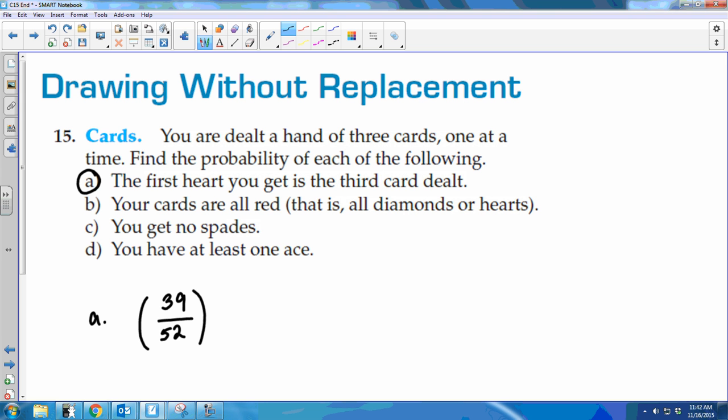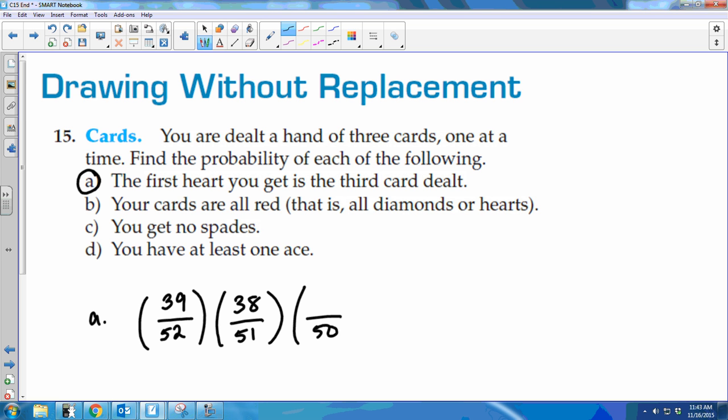All right, well, the next card, so we've taken a card out and we didn't put it back in. So the next card also is not a heart. So there's 38 not hearts left. And there's also only 51 cards left, not 52, because I took one out. Now I've taken 2 out. There's only 50 cards left.